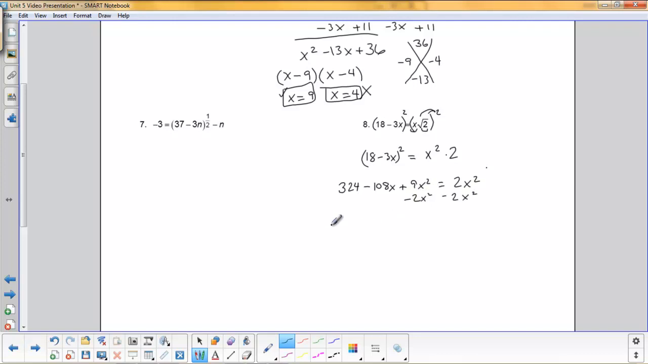I'm going to rotate this around, and I get 7x squared minus 108x plus 324. I'm hoping this is factorable, but I know that it's not, and that's why I did this one with you. Okay, so I'm going to go ahead and employ the quadratic formula here, and I get the opposite of b, that's 108, plus or minus the square root of b squared minus 4ac, which is 2592, divided by 2a, which is 14. Now, this becomes a simplified number.